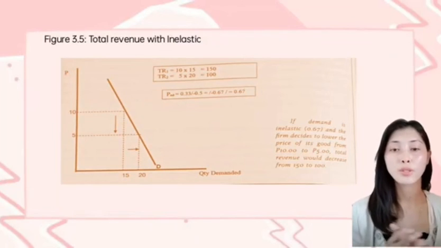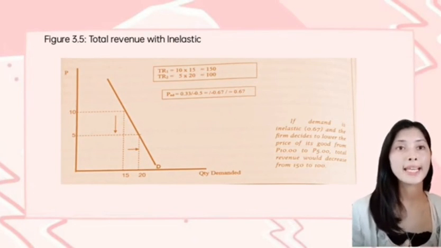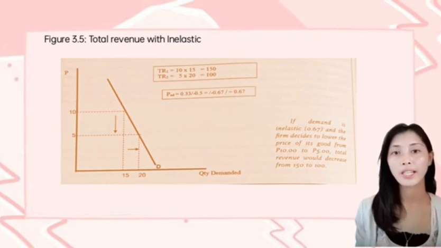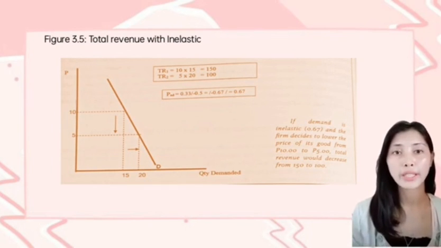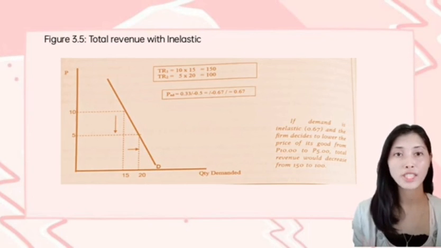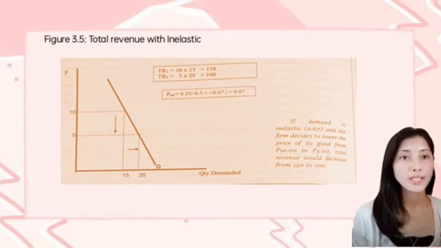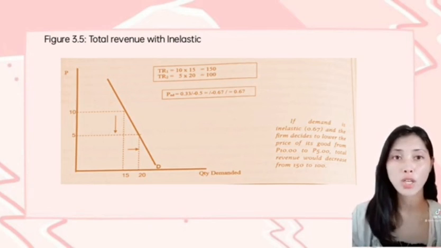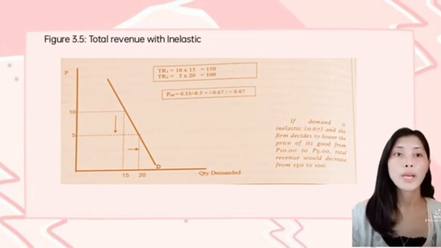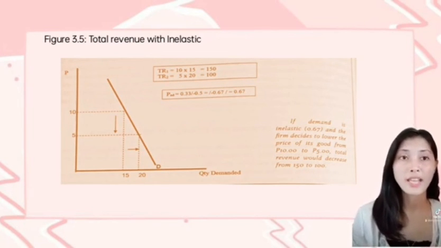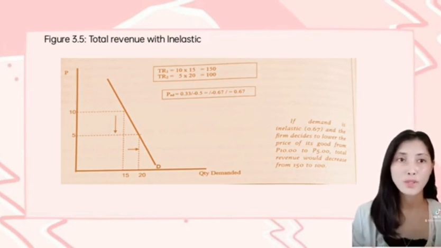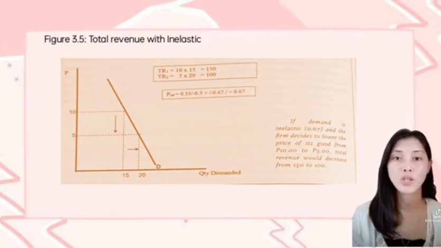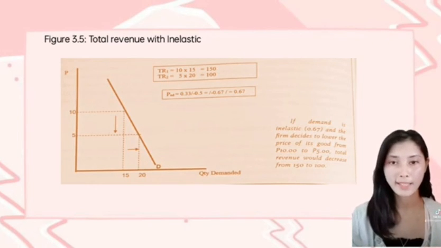Okay, now let's proceed to figure 3.5, total revenue with inelastic demand. The observation here is that the price goes from 10 pesos down to 5 pesos. At 10 pesos, the quantity demanded is 15 units. At 5 pesos, the quantity demanded is 20. So if the demand is inelastic and the firm decides to lower the price of its good from 10 pesos to 5 pesos, the total revenue would decrease from 150 to 100.